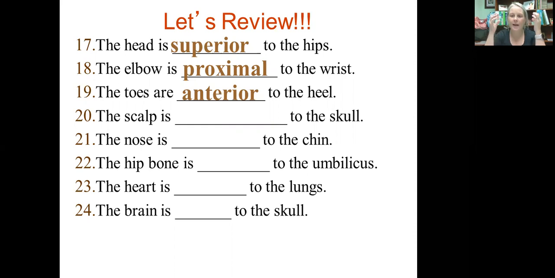Your scalp, so this part right here, is what to your skull. And we use the word superficial. Superficial means it's closer to the surface of the skin.